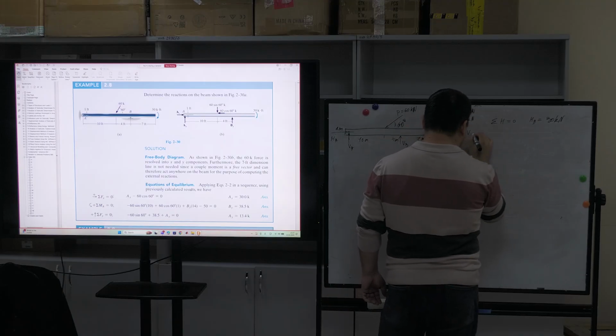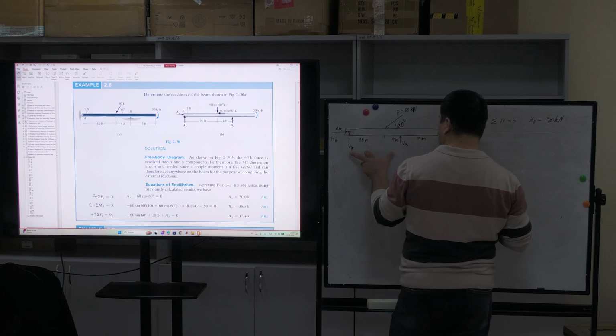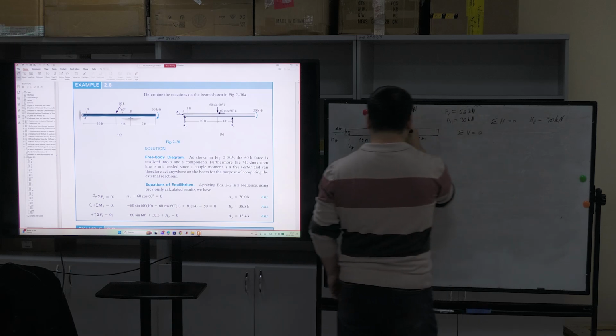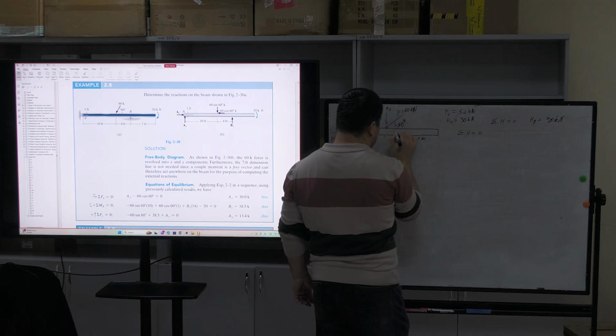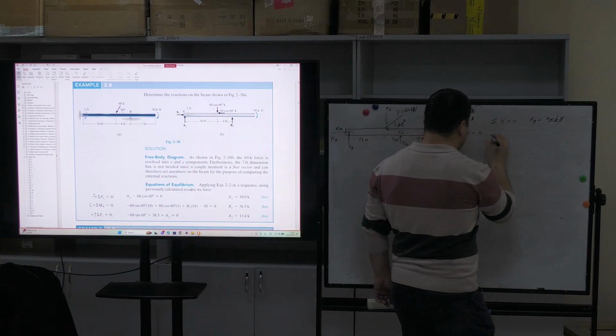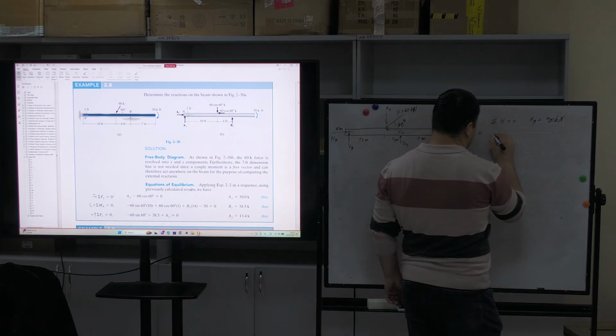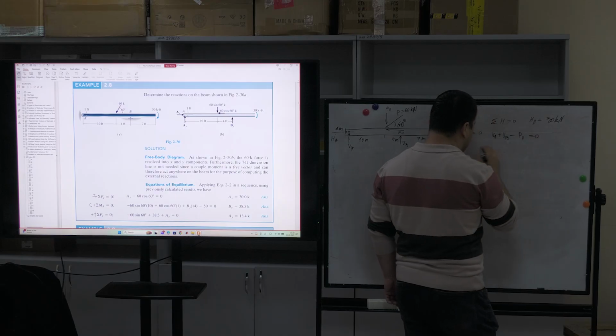Sum of vertical forces is equal to 0. How many vertical forces exist here? 1, 2, 3. This is P vertical, and here we have P horizontal. Vertical forces again: VA plus VB minus PV is equal to 0.